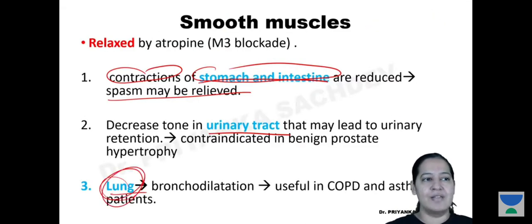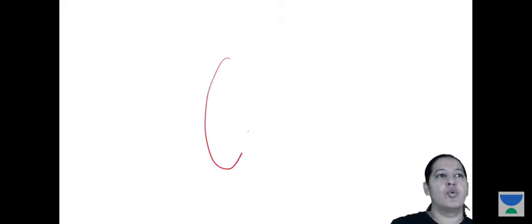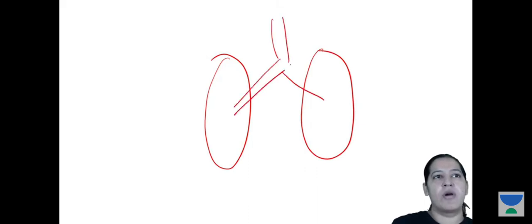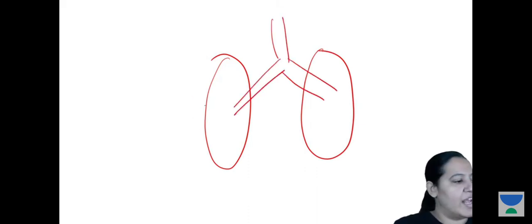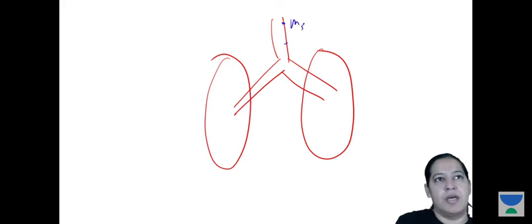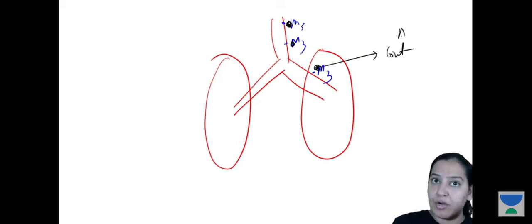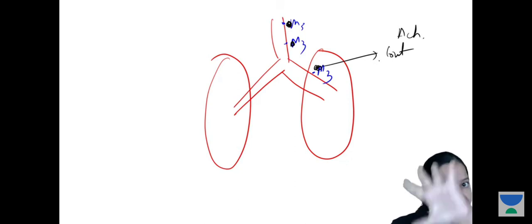Third organ here is the lung. So in the lung, these are the two lungs you can see. This is the trachea, this is the bronchi, and these are the lungs. Trachea, bronchi, and lungs have M3 receptors present on them, all over the lung. Normally acetylcholine comes and binds with the M3 receptor, and it contracts the muscles of the lung.